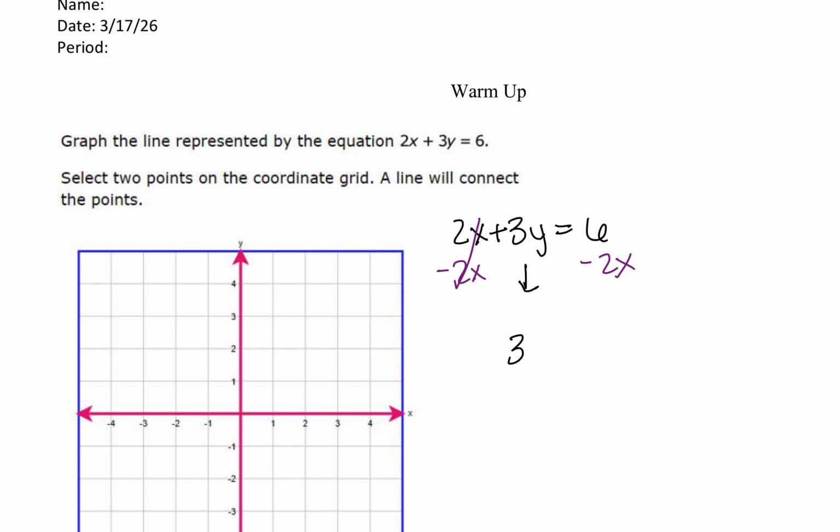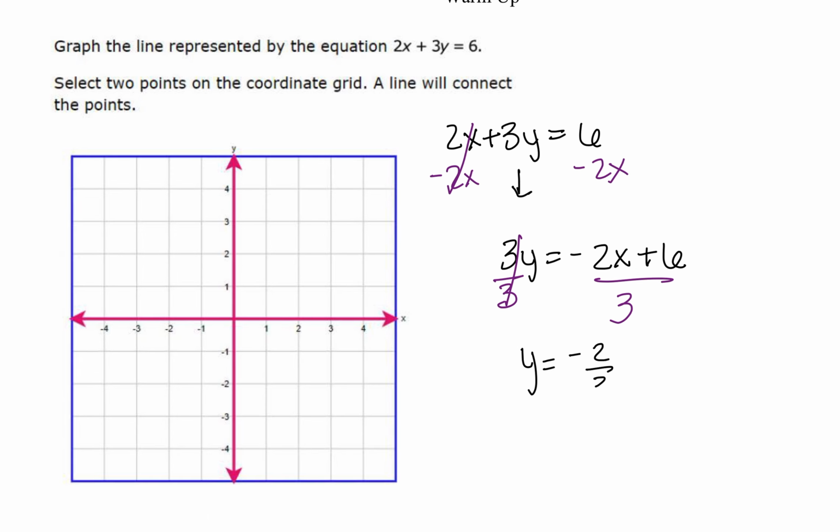Okay, and then you're going to do 3y equals negative 2x plus 6. And then divide by 3, divide by 3, divide by the number in front of y. So you have negative 2 over 3x plus 2.